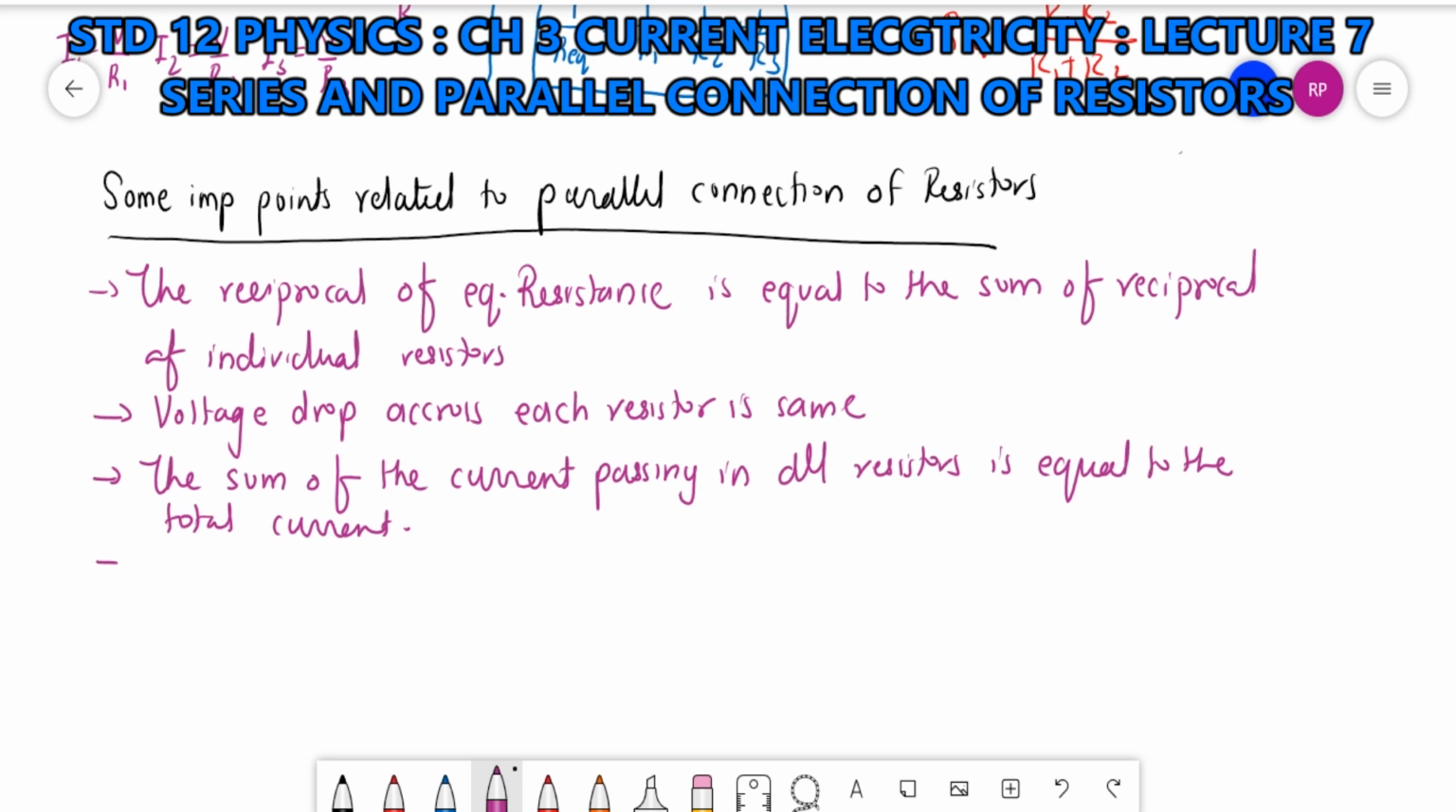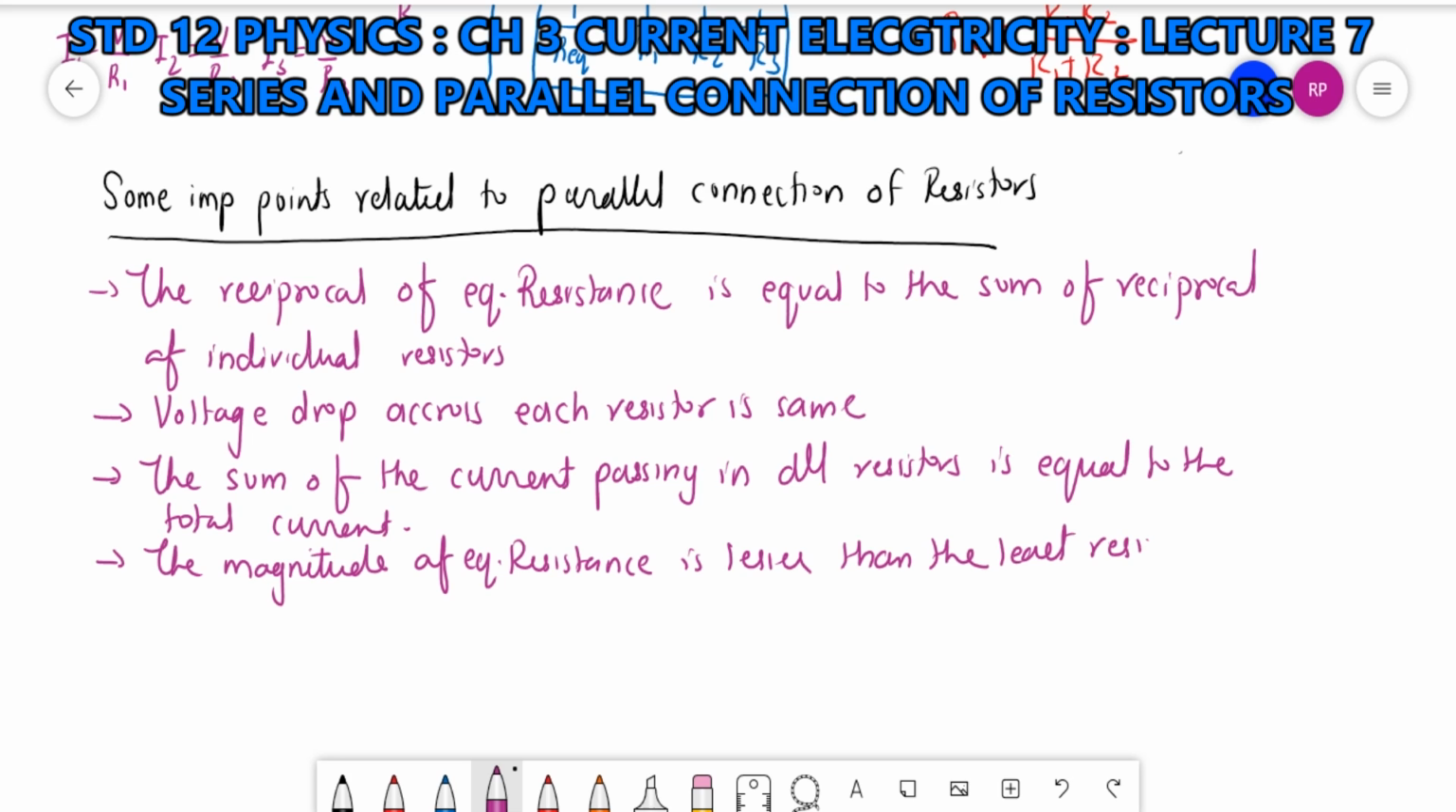And the magnitude of equivalent resistance is lesser than the least resistance. Means if three resistors having resistance 5, 10, and 15 ohm are connected in parallel, then the equivalent resistance will be less than 5.